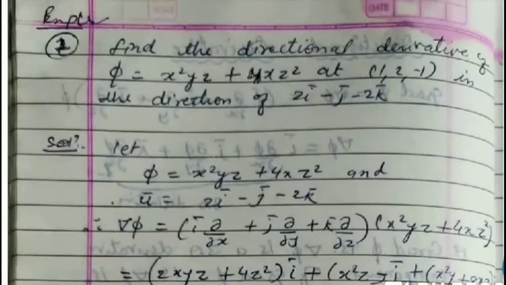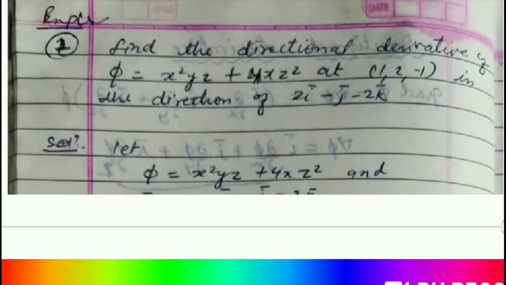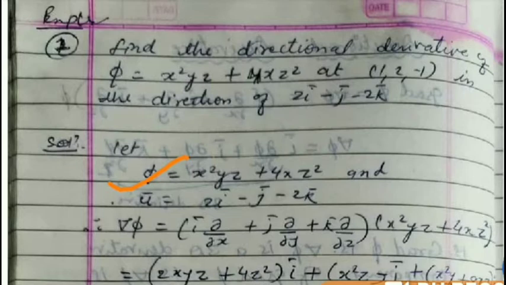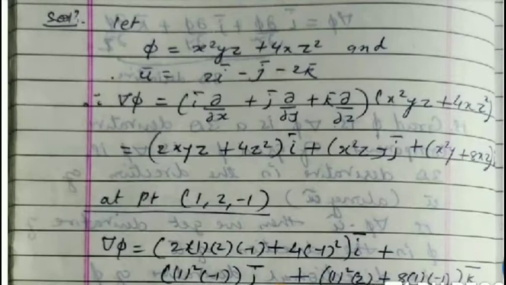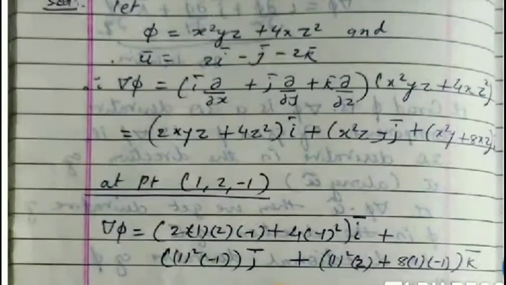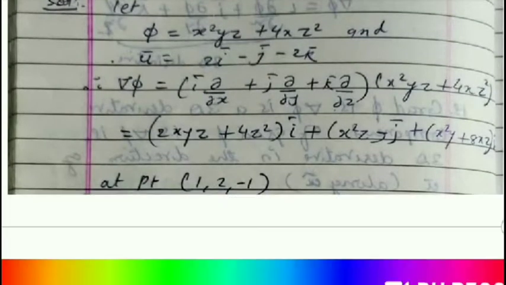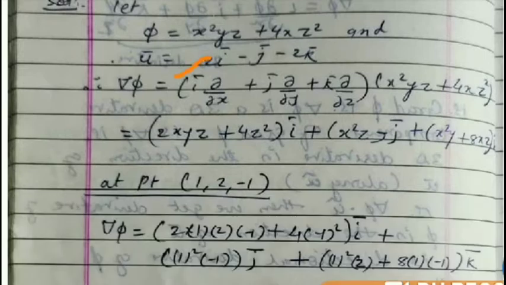Now let phi equals x square yz plus 4xz square and vector u equals 2i minus j minus 2k. Calculate del phi. Del phi equals i bar del/del x plus j bar del/del y plus k bar del/del z, and phi is x square yz plus 4xz square. Simply differentiate phi with respect to x, y, z.